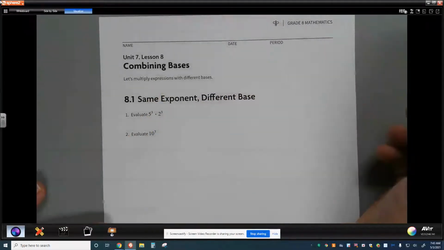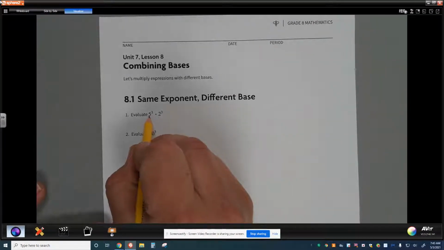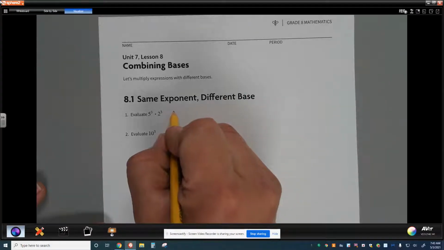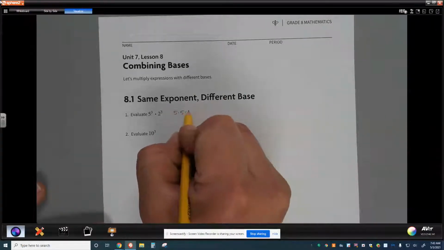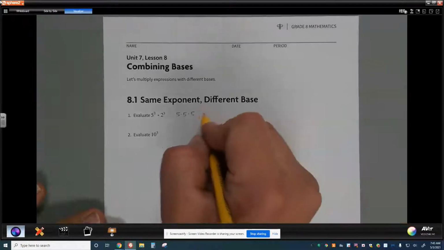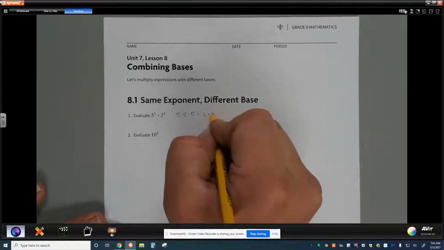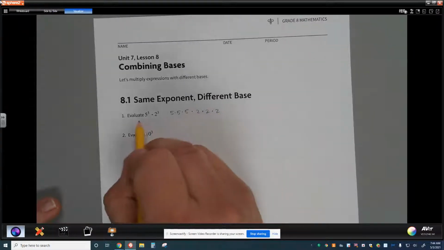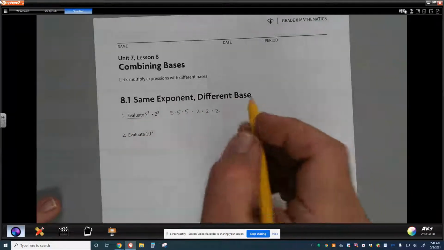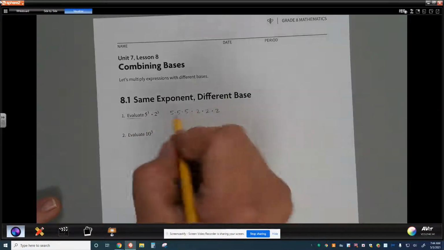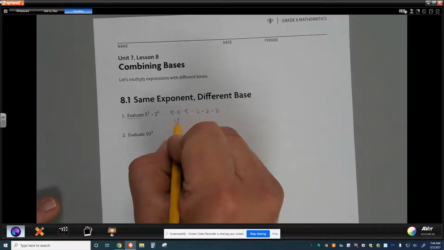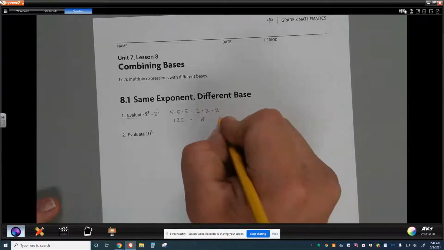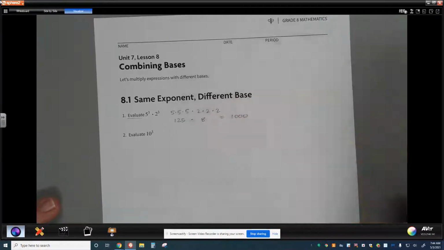So first thing when we look at same exponent, different base, we want to look at this first thing that says evaluate 5 to the third times 2 to the third power. When we see this, we remember that 5 to the third power is 5 times 5 times 5. And then we're multiplying that by 2 to the third power, 2 times 2 times 2. When we go and extend that value in here, remember that evaluate means simplify it to its simplest terms, meaning no exponents. 5 to the third power is 125. 2 to the third power is 8. And when I multiply 125 times 8, I get 1,000.